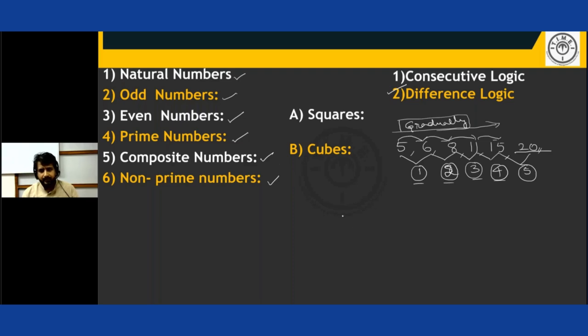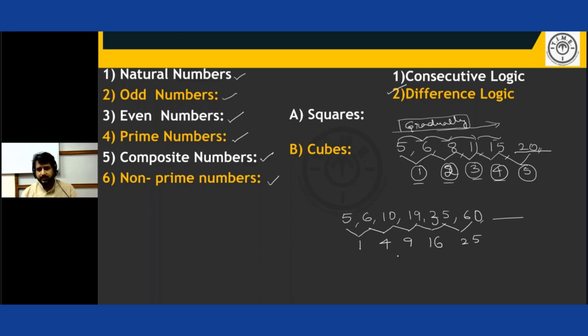Now let me take another example. 5, 6, 10, 19, 35, 61. What is the next number in the series? 5 to 6, what is the difference? 1. 6 to 10, the difference is 4. 10 to 19, difference is 9. 19 to 35, difference is 16. 35 to 60, difference is 25.